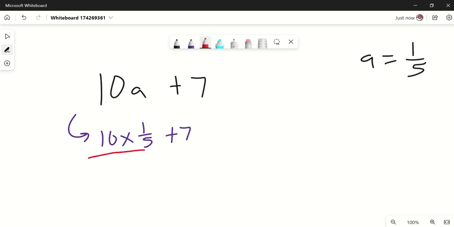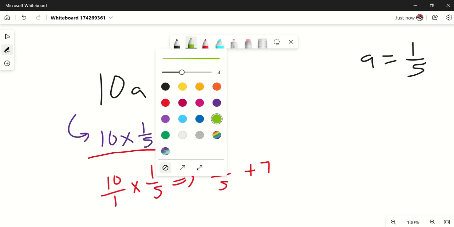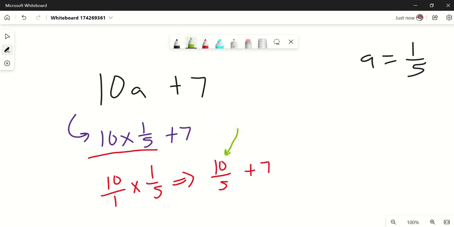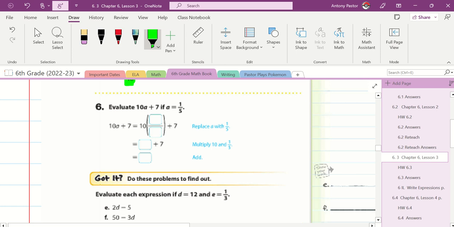We need to do this first. This will become 10 over 1 times 1 over 5, or 10 over 5 plus 7. I want to simplify this 10 over 5 first, which means 10 divided by 5, which would be 2. That would become 2 plus 7, which would then become 9. And that was my, oh, they didn't do the work here, but that is my answer.